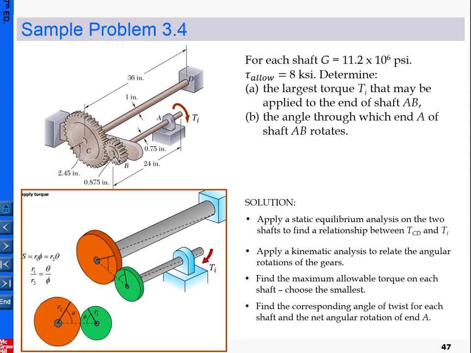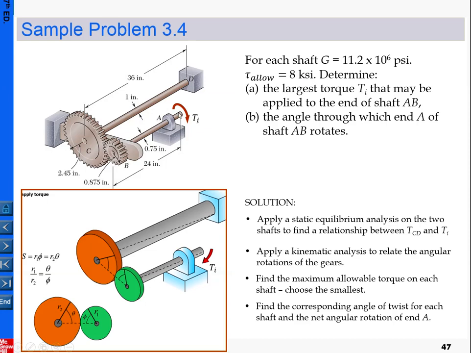To exercise the concepts, let's take a look at one example that is very similar to our demonstration here. For this example, we are given the dimensions and material properties of the two shafts. They're made of the same material. And here is a kind of design problem. We are given the allowable stress of 8,000 psi for each shaft.